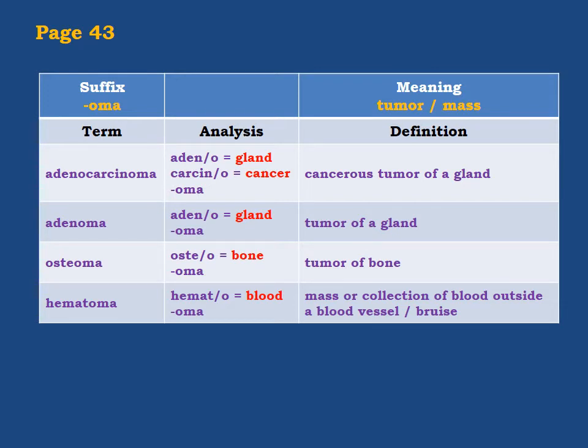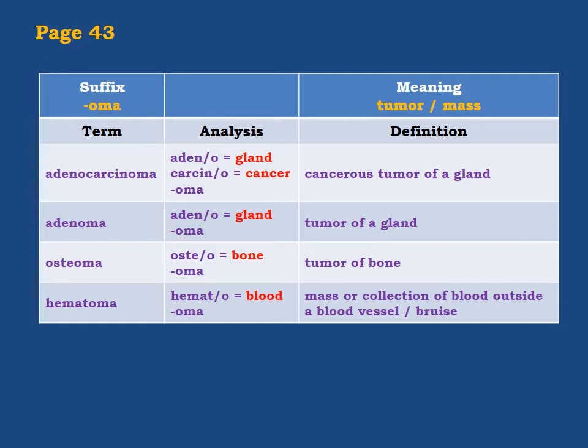Adenoma. Again, aden means gland, and oma, tumor or mass, tumor of a gland. Osteoma, now you are familiar with that, oste means bone. The meaning, tumor of bone. Remember, we start with the meaning of the suffix. The last one here, hematoma. And hemat, again, you are familiar with this. It is blood. So mass or collection of blood outside a blood vessel, or we call it bruise.